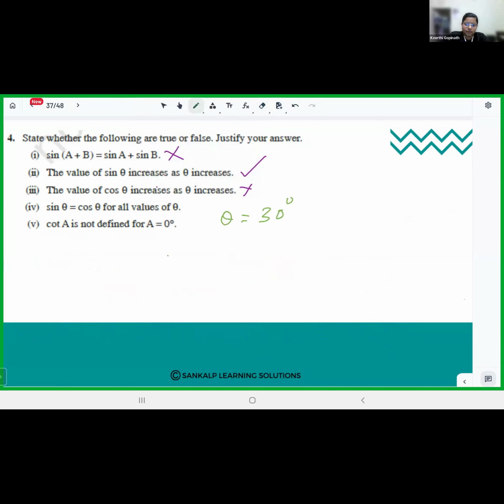Let theta be 30 degree. So what is the value of sine theta? Sine theta is equal to sine 30, isn't it? Sine 30 is equal to 1 by 2. All right. Now find out cos theta also, that is cos 30 here. What is the value of cos 30? It is equal to root 3 by 2. So sine 30 is 1 by 2 and cos 30 is root 3 by 2. Is that clear to you?